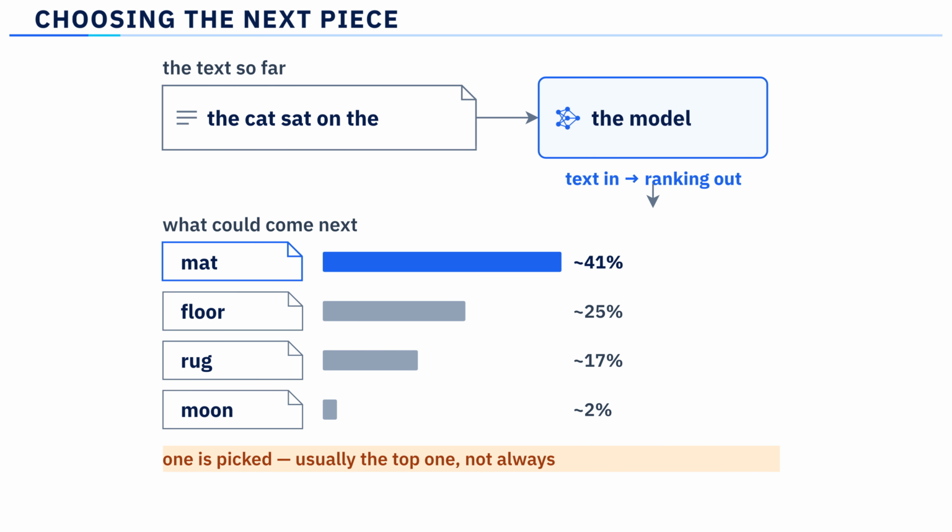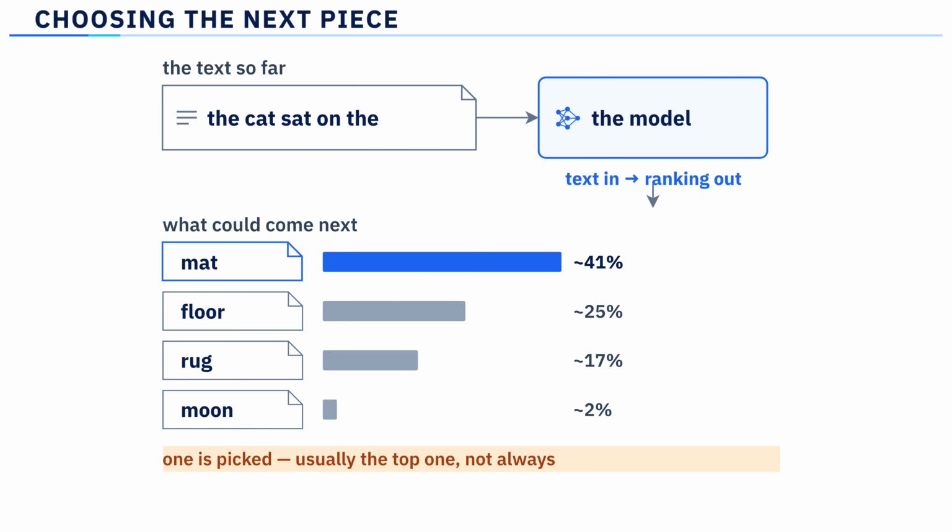Then a separate rule picks one of them. That rule is not part of the model. The picture says usually the top one, but not always. Which way it goes depends on the system. Some take the top one every time. Others pick, on purpose, from the ones that scored well.